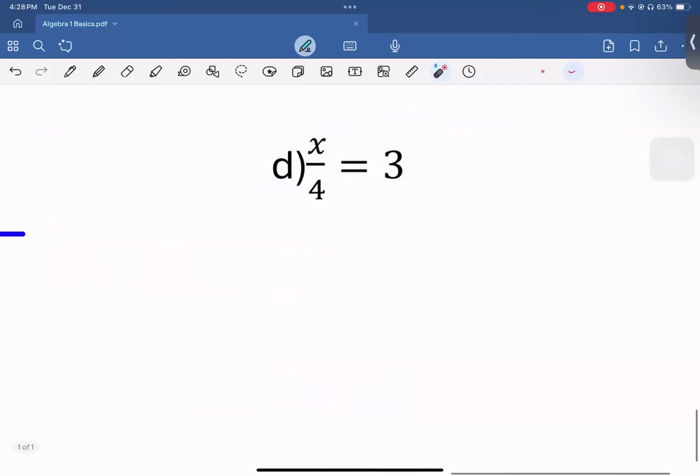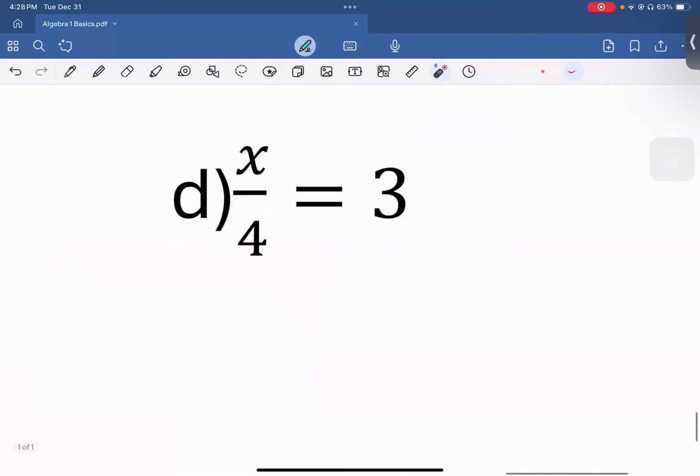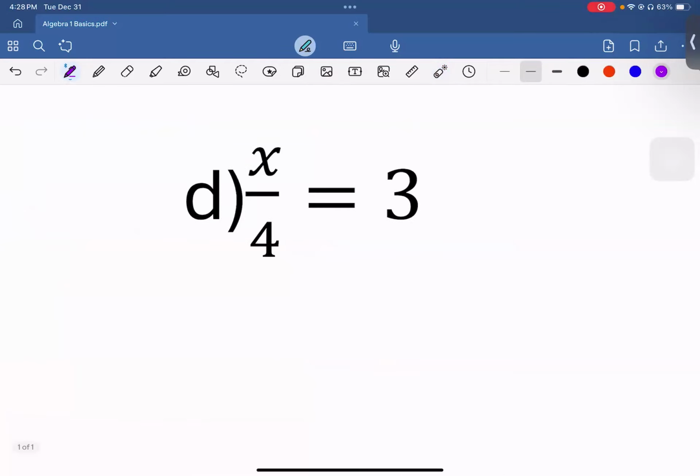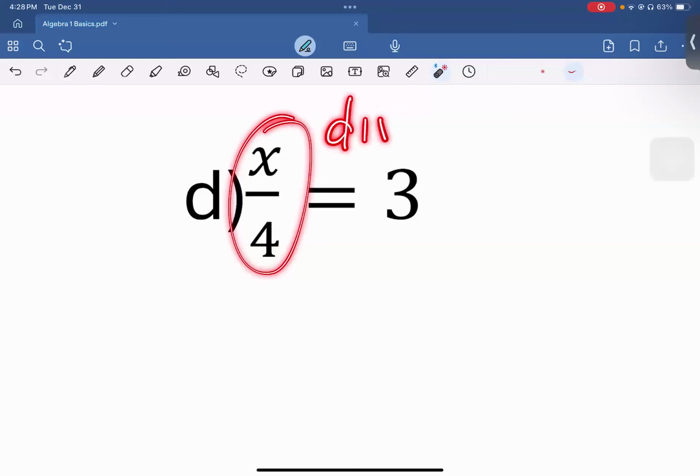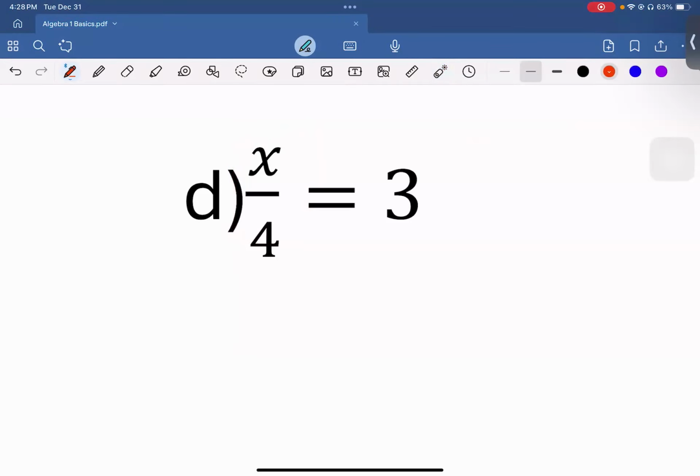Moving on. This one, a lot of students hate to see fractions coming, but it's really not that bad. So right here we have, and I can even write it differently, anytime we see a fraction, division is implied. So here we're actually dividing. And we know that the opposite of division is multiplication. So I'm actually going to write it this way: x divided by 4 is equal to 3.